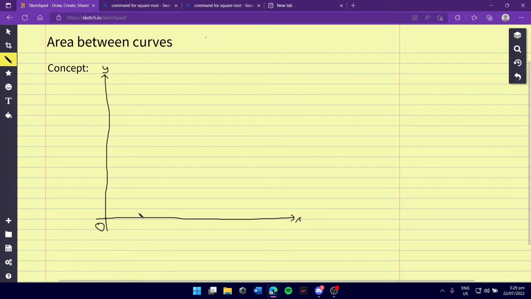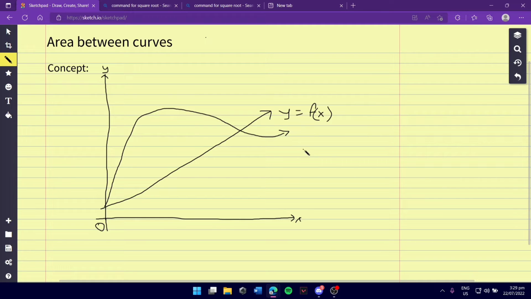So our concept here is when there are two curves or lines. For example, we have a line here, and this line is called y equals function of x. Then we have also another line here, like that. Then since it has two lines, we call this your y1 and then your y2.